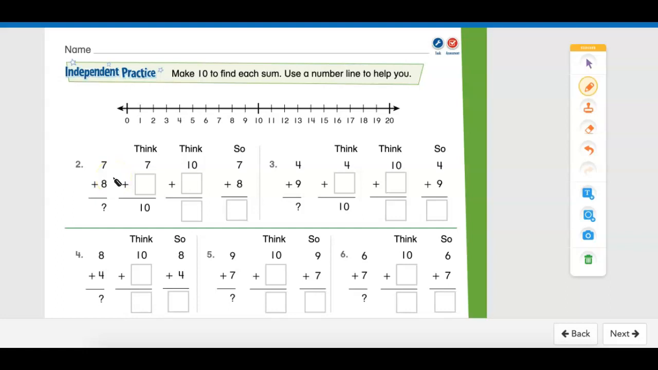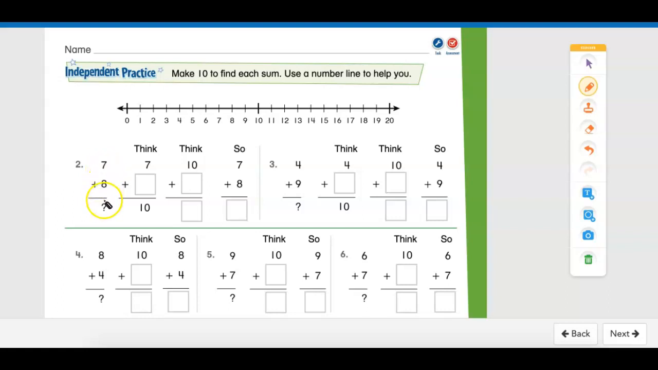So what Mrs. Collier would say is that since it only gave us one number line, write very lightly with your pencil when you are working so that you can erase it and reuse it to solve. So we are going to do number 2 together, then you are going to complete the rest of the problems to number 6 by yourself. So let's look at number 2. On number 2, we are working to solve 7 plus 8.